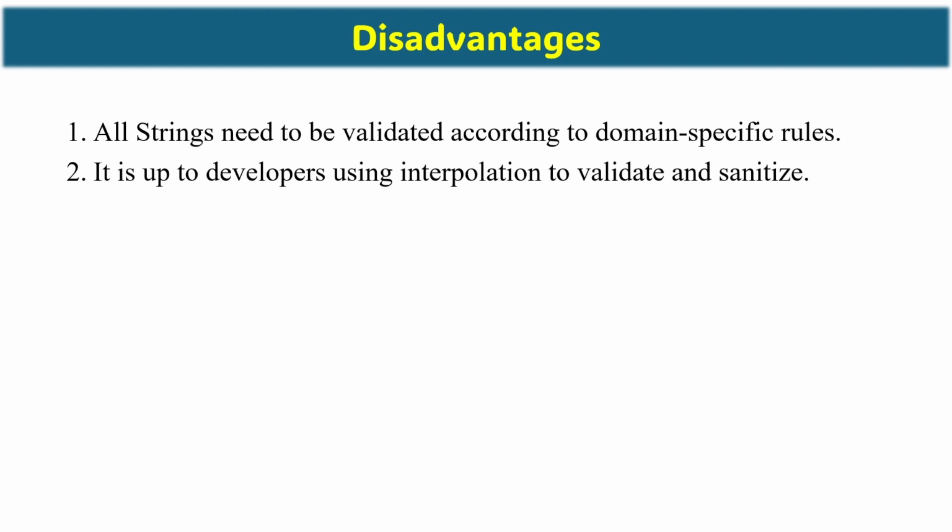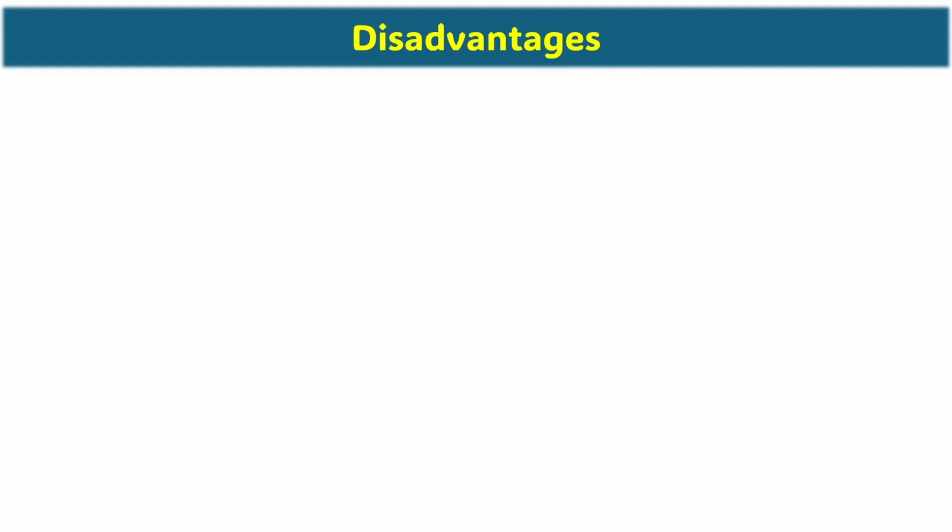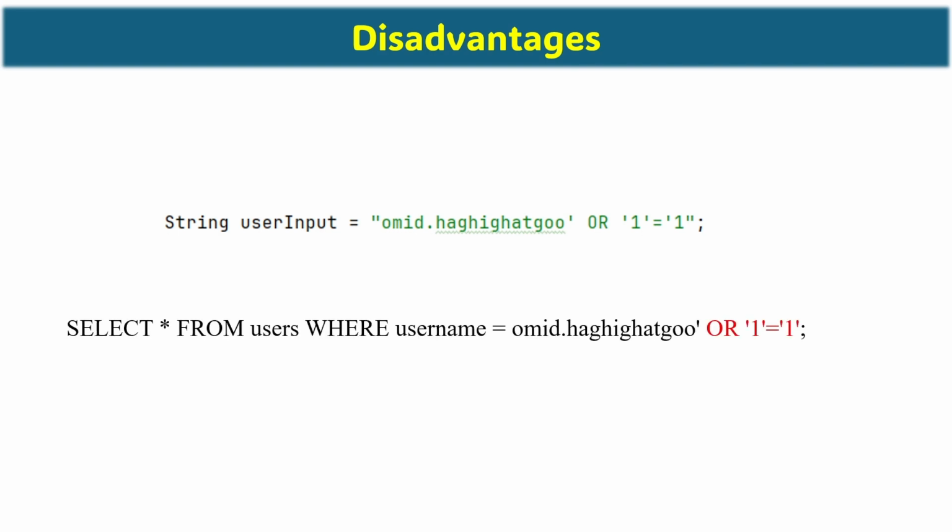Consider this SQL query. This query is correct, but if the user input, which comes from a text field, changes like this, the final query becomes this. This will always return true, potentially allowing an attacker to bypass authentication and access all user records. In the next video I will talk about how to solve this problem.